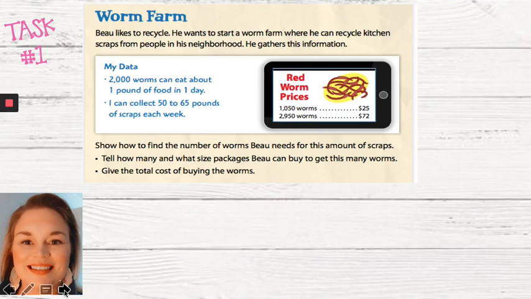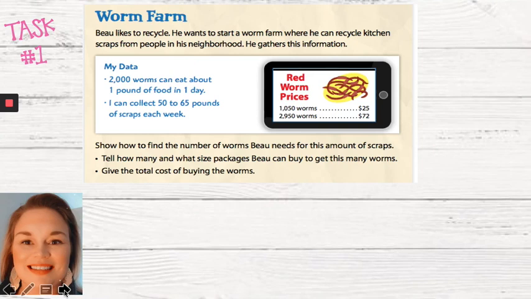It's about a worm farm. In this one it says Bo likes to recycle. He wants to start a worm farm where he can recycle kitchen scraps from people in his neighborhood, and he gathers this information. In the white box is listed all his data. 2,000 worms can eat about 1 pound of food in one day. I can collect 50 to 65 pounds of scraps each week.